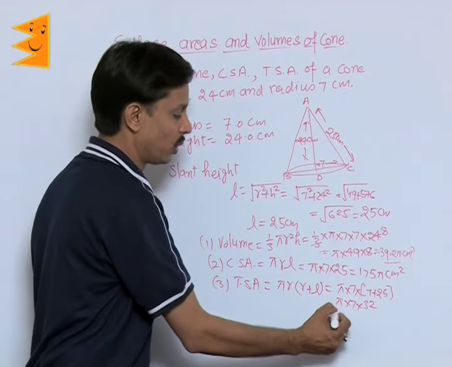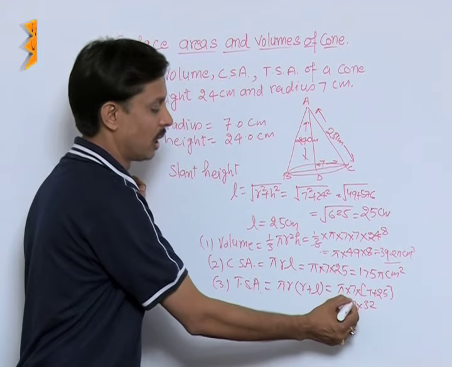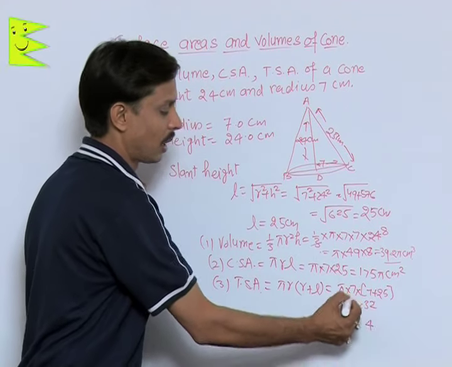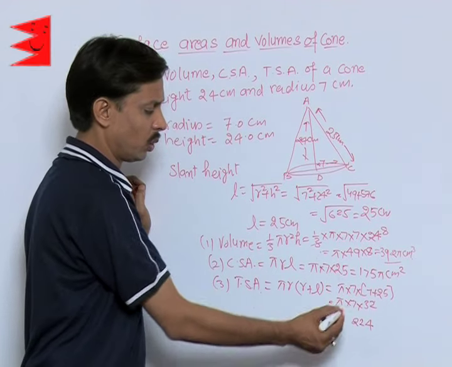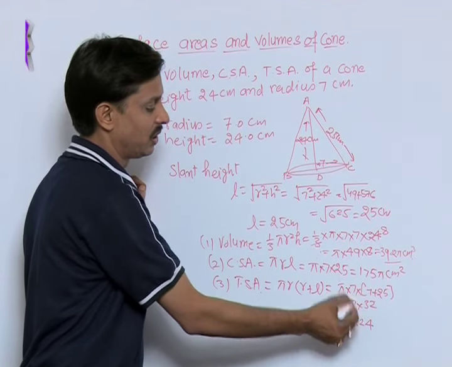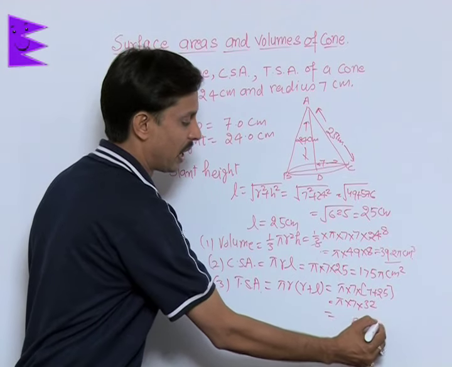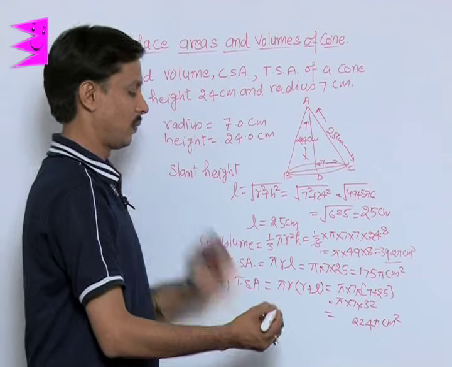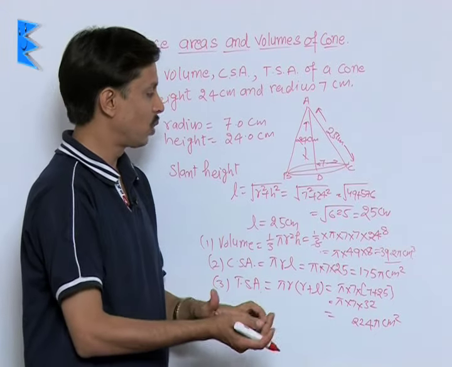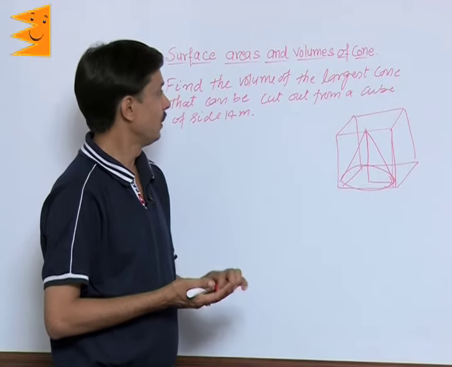So 32 into 7, its product will come: 7 2 ja 14, 7 3 ja 21 and 1 carry 22. So 22 pi centimeter square is the total surface area of this cone. Now one more question I am taking.